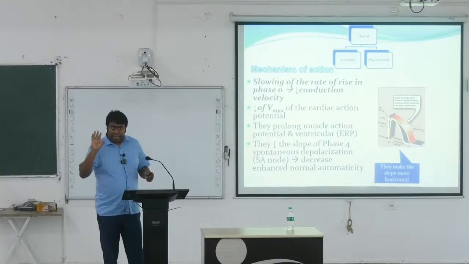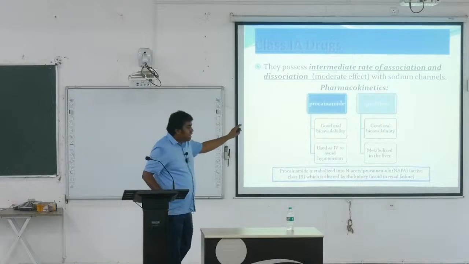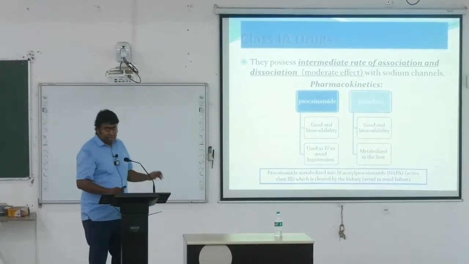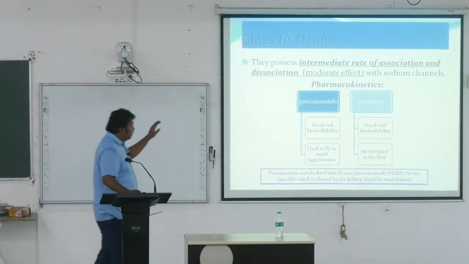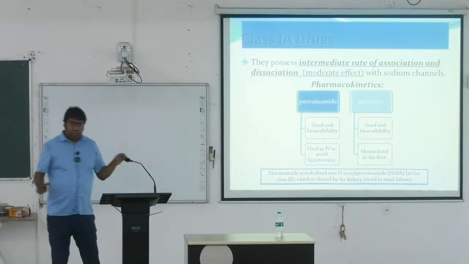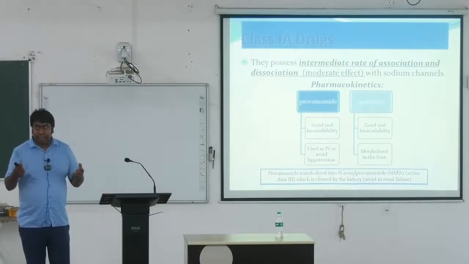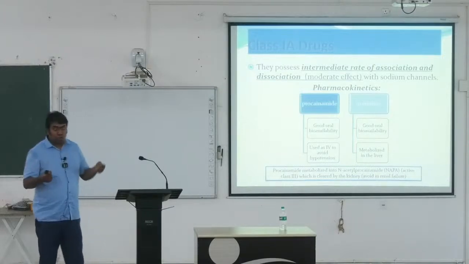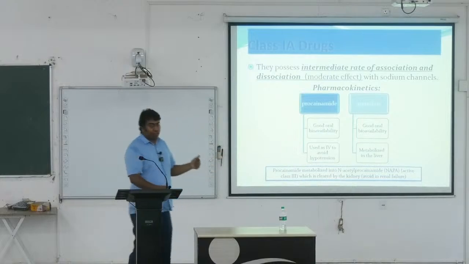Mechanism of class 1. There are subtypes A, B, C. For A: procainamide and quinidine. Procainamide and quinidine both have very good bioavailability. You must remember these two names: procainamide, quinidine. Procainamide is given IV to avoid hypotension. We can control and titrate it with IV, but in the case of an oral drug we cannot titrate. So to control hypotension we give procainamide by titration through IV.